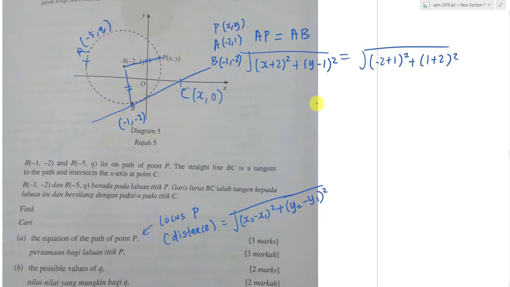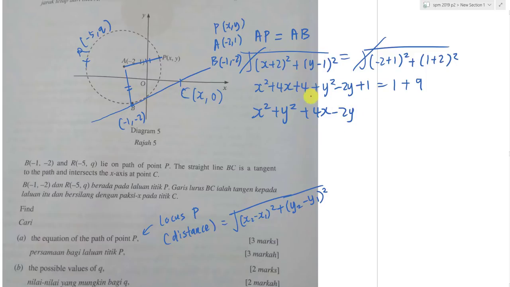The good thing about equal distance is I can square both sides to cancel out the square root. Then I just need to solve here. I expand this one, x squared plus 4x plus 4. Expand this one, I get y squared minus 2y plus 1. This is 1 squared, which is 1. This is 3 squared, which is 9. So here it will give me 10. I rearrange the equation: x squared first, then y squared, then x, then y, then the number. This is x squared plus y squared plus 4x minus 2y minus 5 equals 0. So this is the equation they asked for.